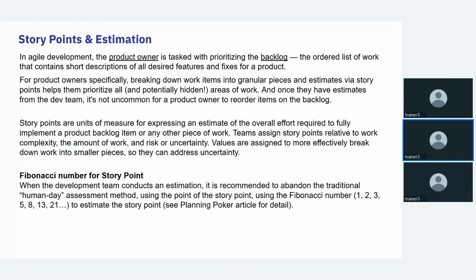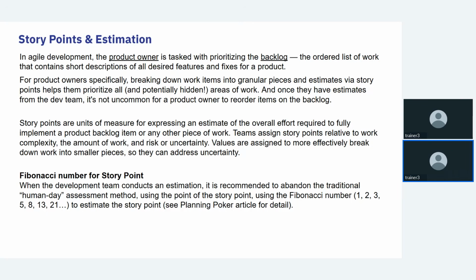What about our product owner, especially breaking down work items into granular pieces? The estimation via story points helps them prioritize the right areas of work. Once you have estimation points, the product owner can reorder the items in the backlog. So you check whether any phase is not yet finished or is stuck, then assign that phase, split the work, and they will finish the task in time.